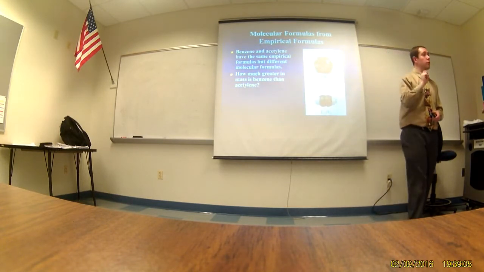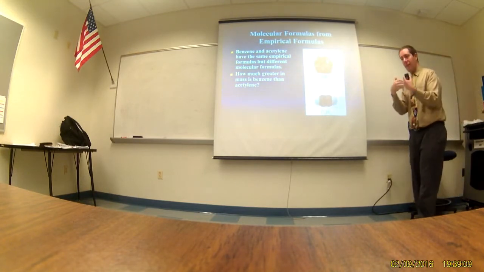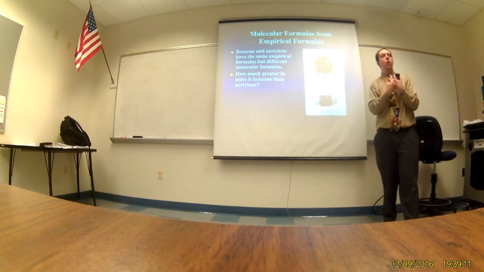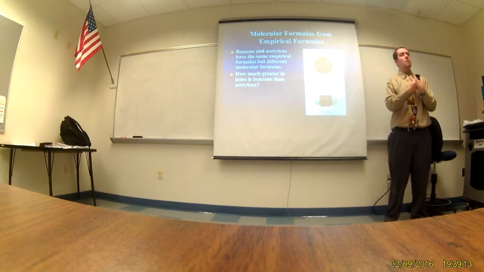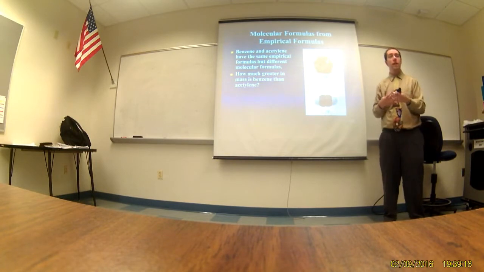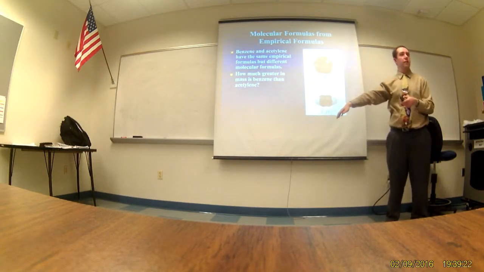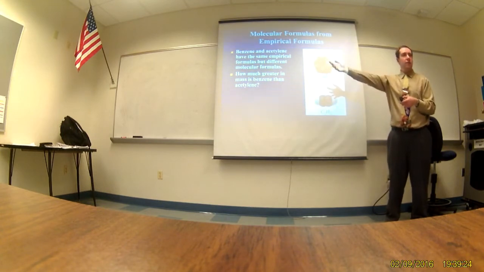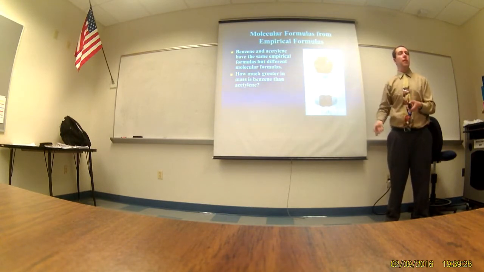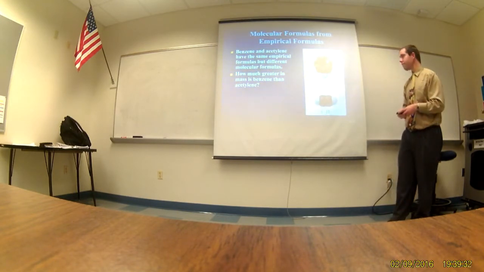Okay? What we're going to do is calculate the empirical formula, figure out what that is, and then you will be told the molar mass of the molecular formula. So you compare the molar mass of your molecular formula versus the molar mass of your empirical formula. If it's 3 times higher, you take your empirical formula and multiply it by 3. If it's 5 times higher, you multiply it by 5. Don't make it harder than that.